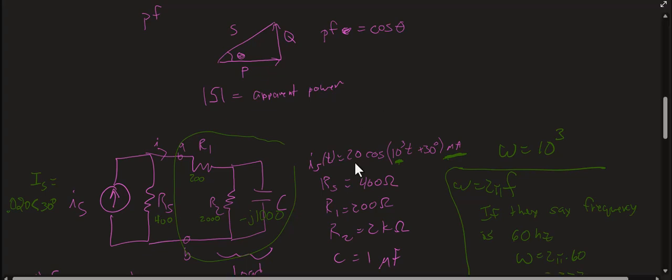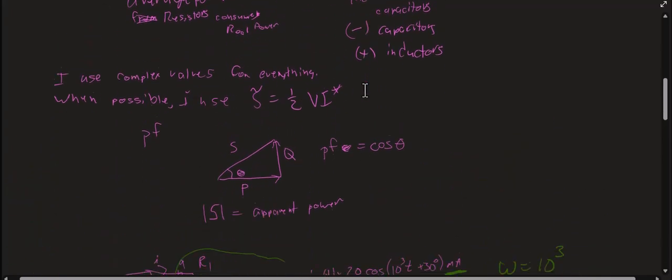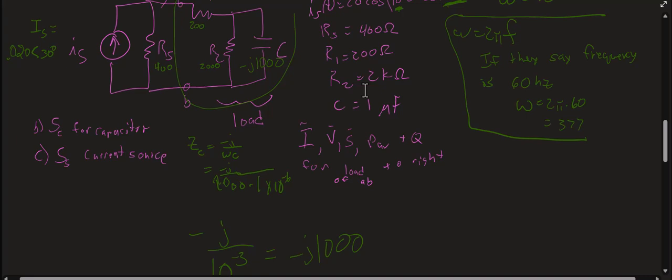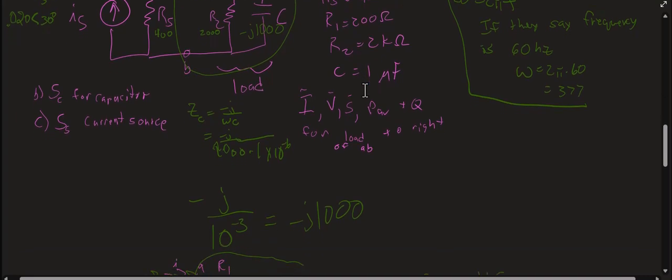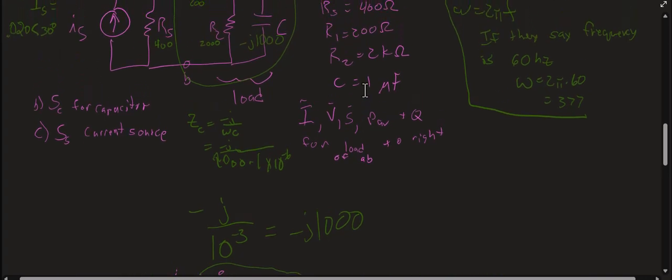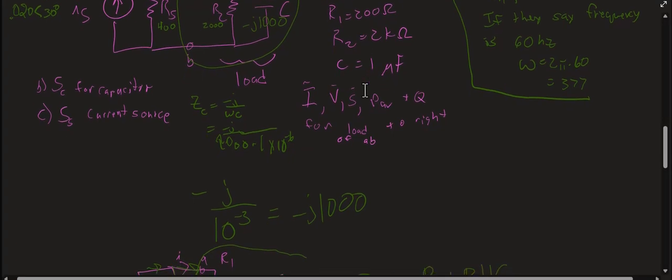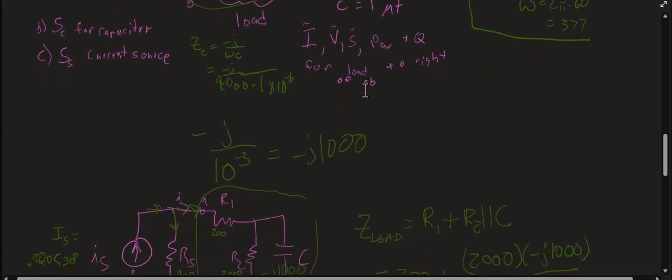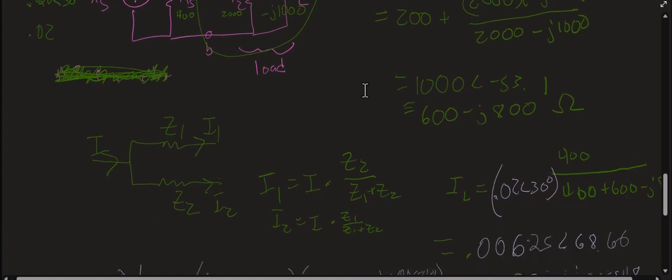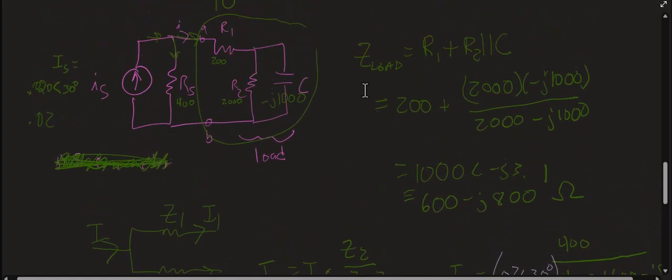But the problem also asked us to find the power for the capacitor and the power for the current source. Now the capacitor is only going to have reactive power. Capacitors and inductors only have reactive power, and resistors only have real power. But you don't need to know that to work the problem. You just need to do the same thing you've been doing all along.